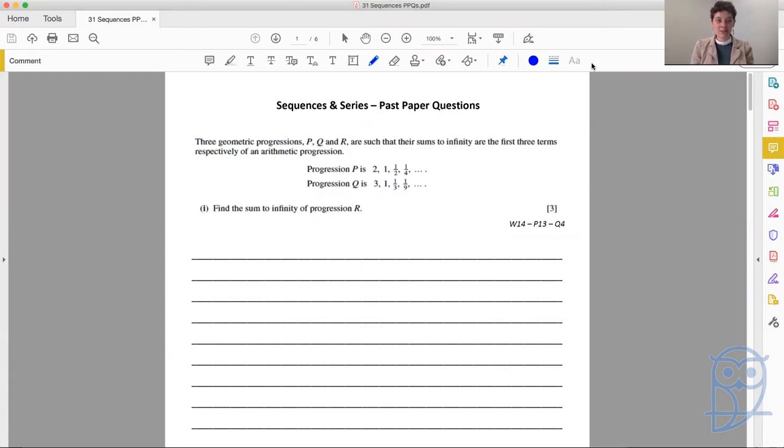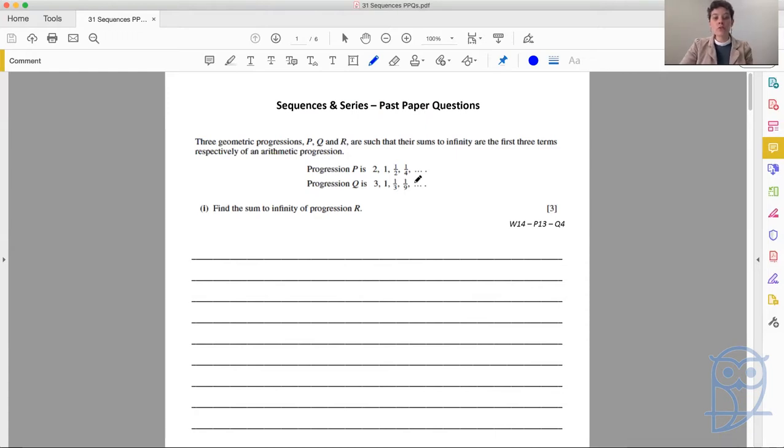So starting off with our first one, we have three geometric progressions, P, Q, and R. And they are such that their sums to infinity are the first three terms, respectively, of an arithmetic progression. We have progression P, which is 2, 1, half, quarter. We have progression Q, which is 3, 1, third, and ninth. So they ask us to find the sum to infinity of progression R.